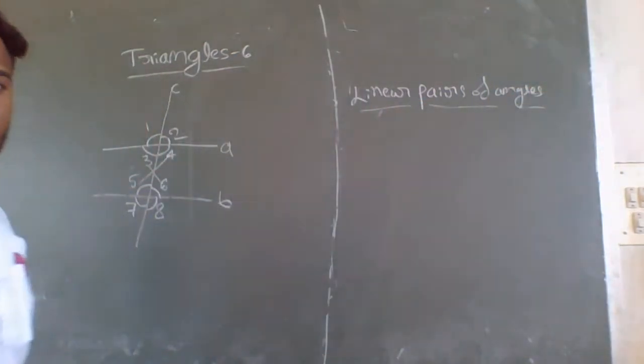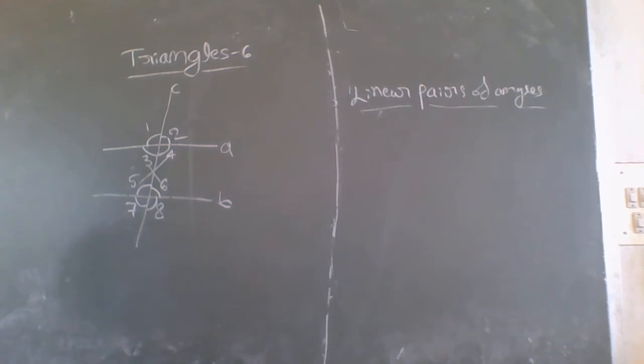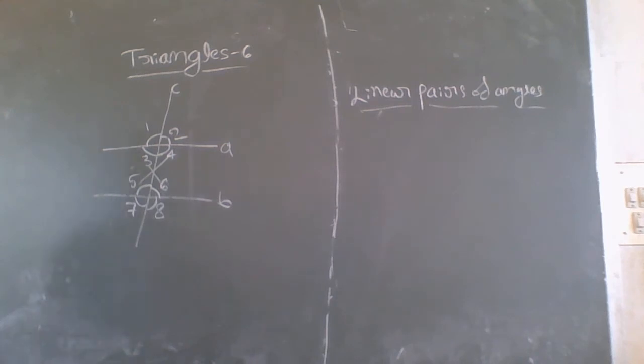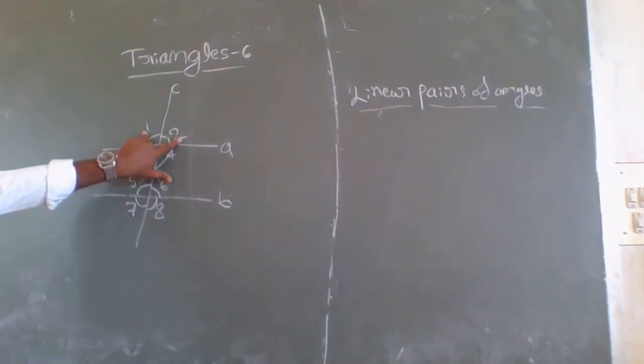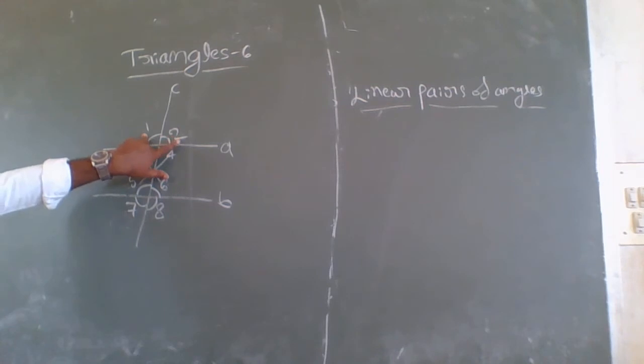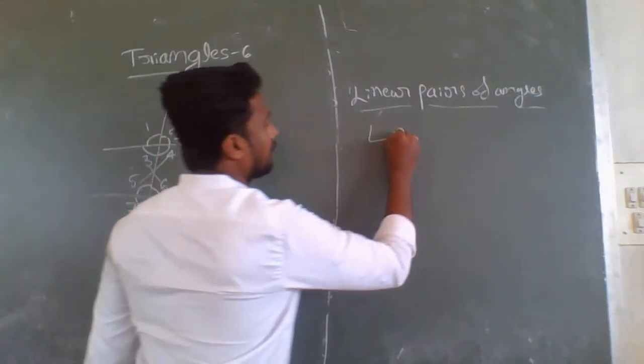Linear pairs means these are the angles on a straight line. So here A is the line, and angle 1 and 2 are the two angles on line A. Therefore, what is the sum of angle 1 plus 2? The sum of angle 1 and 2 is equal to 180 degrees only.